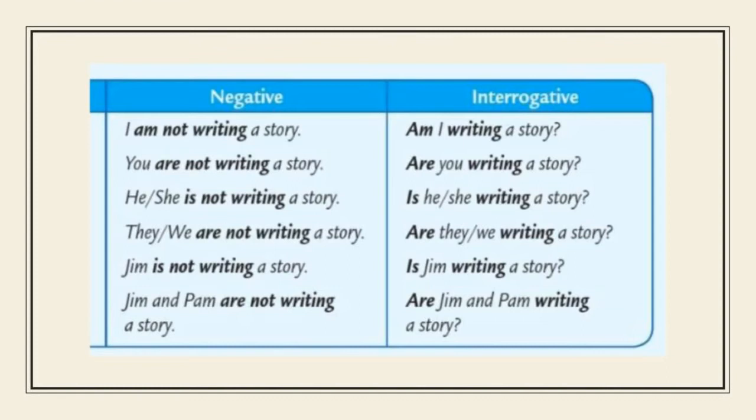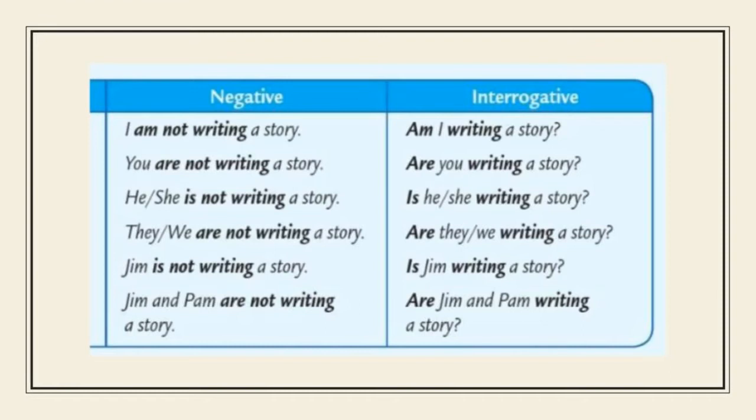Already I said that negative sentences means we should include the word not before the main verb. Already I said that if you are using the subject as I, the helping verb is am. For you, we, they, we should use are. For third person singular, we should use is.